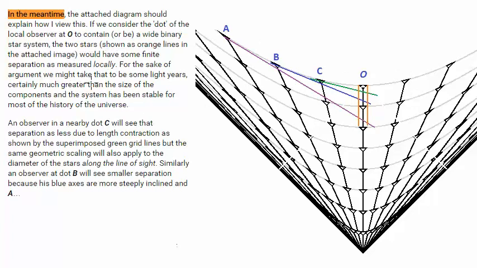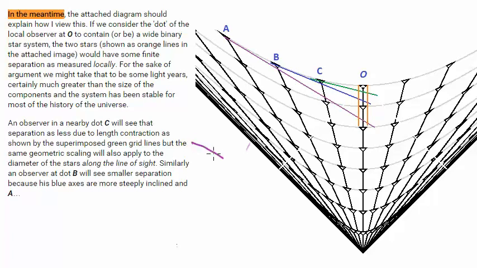For the sake of argument, we might take that to be some light years, certainly much greater than the size of the components, and the system has been stable for most of the history of the universe. An observer in a nearby dot C will see that separation due to length contraction as shown by the superimposed green grid lines, but the same geometric scaling will also apply to the diameter of the stars along the line of sight.